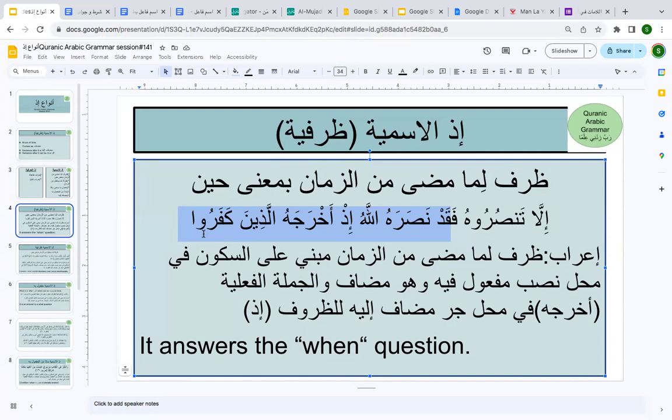Sister Anas, if somebody asked you, when did Allah help him? Can you say idh akhrajahu alladhina kafaru? So can you call it maf'ulun fihi, or can you call it mabni ala sukun fi mahalli nasbin? Because there is a sukun there, it is non-flexible, but it's always going to be with the sukun. And you can call it fi mahalli nasbin maf'ulun fihi, or you can call it muta'alliq bil. Is this clear now?